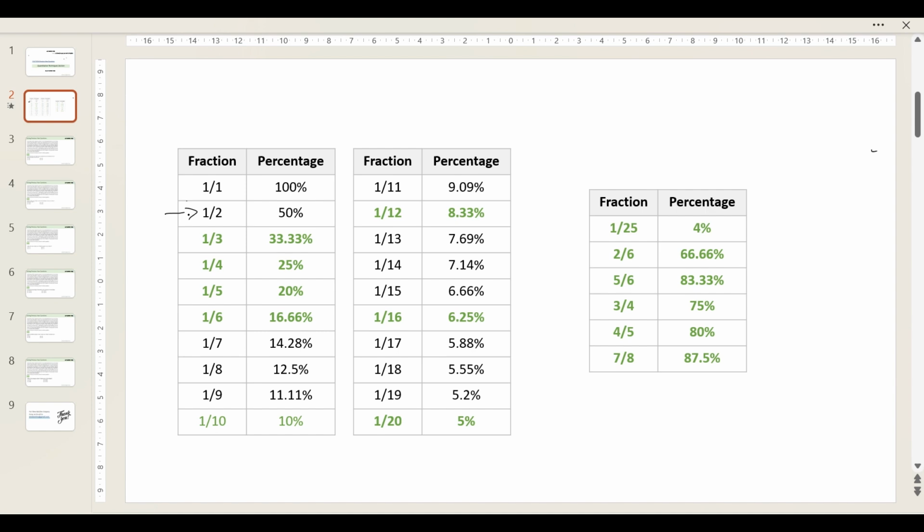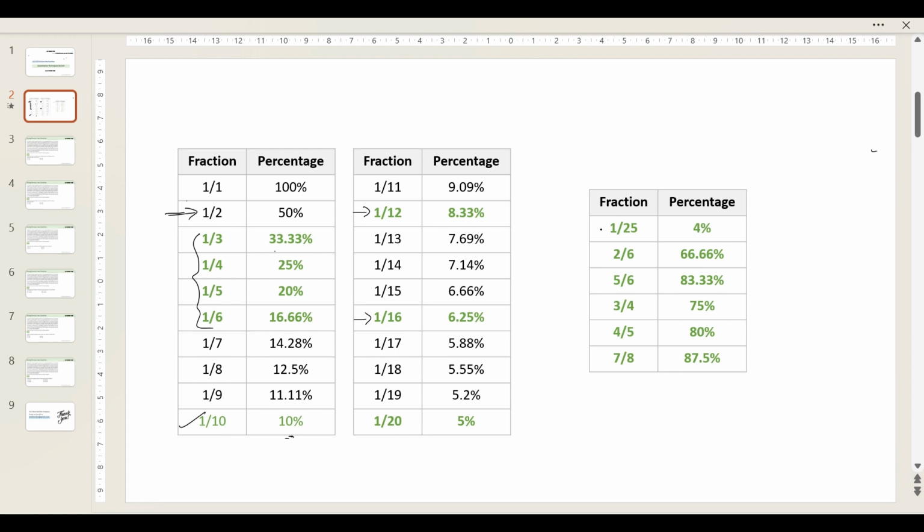So this is something which you usually easily understand. 1 by 2 is nothing but 50%. What is 1 by 3? 33.3%. What is 1 by 4? 25%. What is 1 by 5? 20%. Right? 1 by 6, 16%. So at least these ones that are highlighted in green, you should remember. Similarly, 1/10 is always 10%. Right? And then 1 by 12 is 8.33%, 1 by 16 is 6.25%.